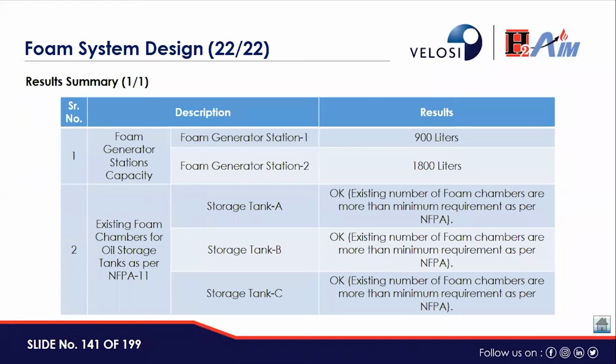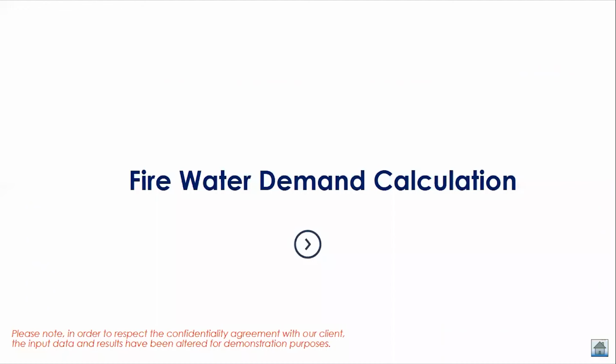Existing number of foam chambers are more than the minimum requirement as per NFPA. For tank B and C, similar results came up. As per NFPA 11, the existing number of foam chambers are more than the minimum requirement as per NFPA. Now, how we calculated the fire water demand.